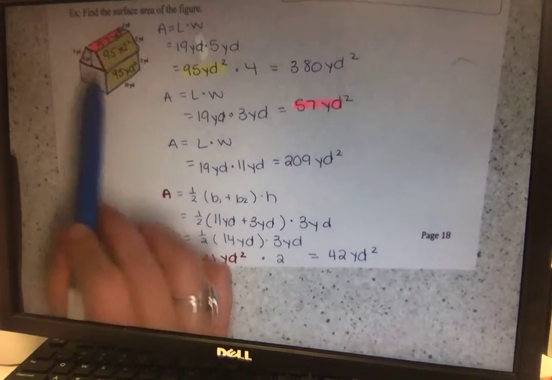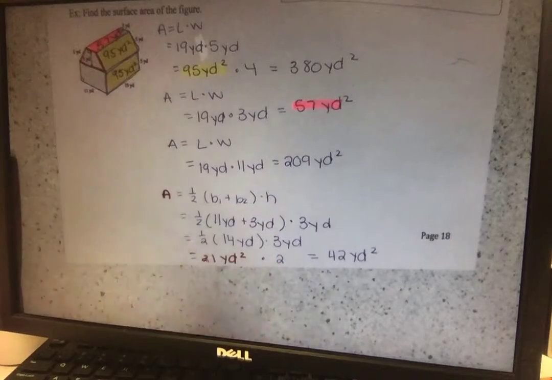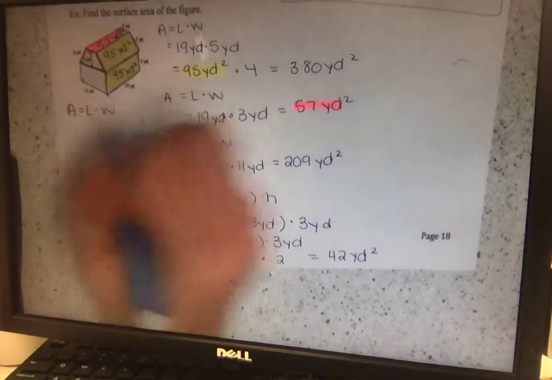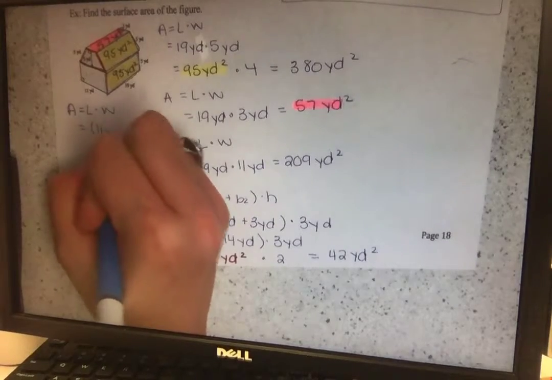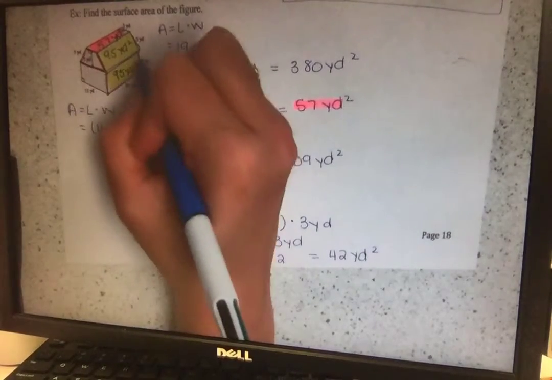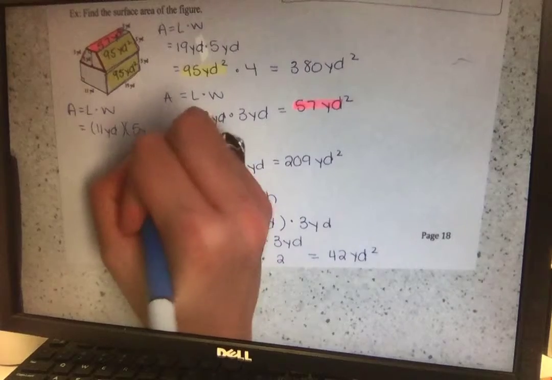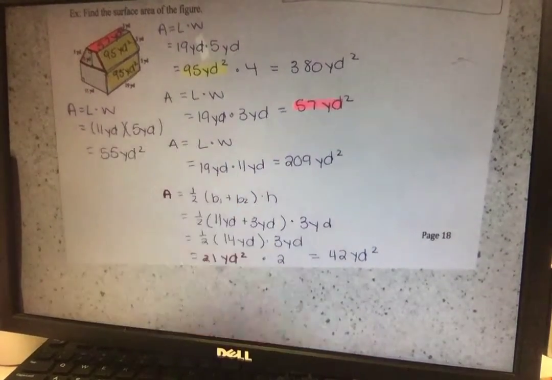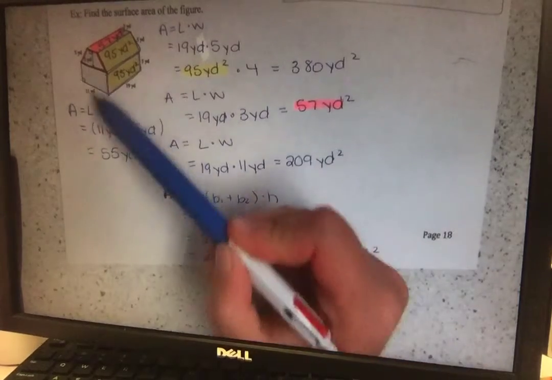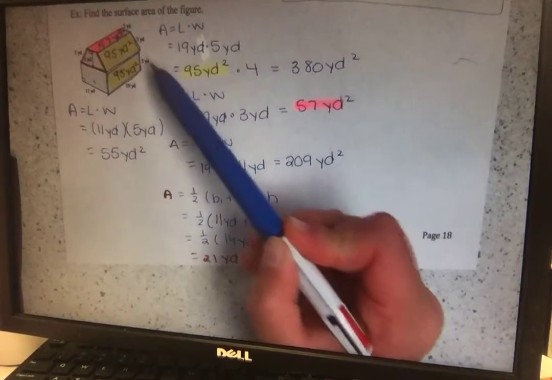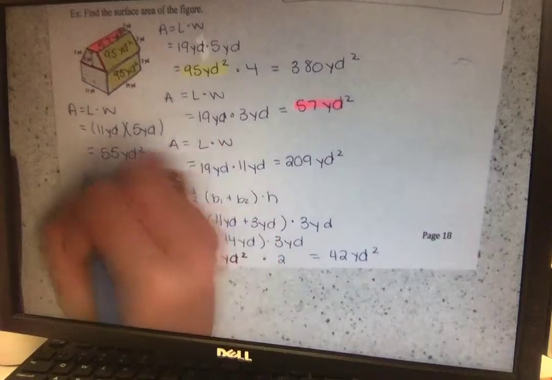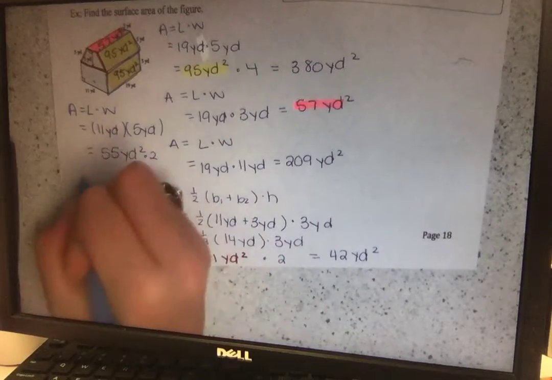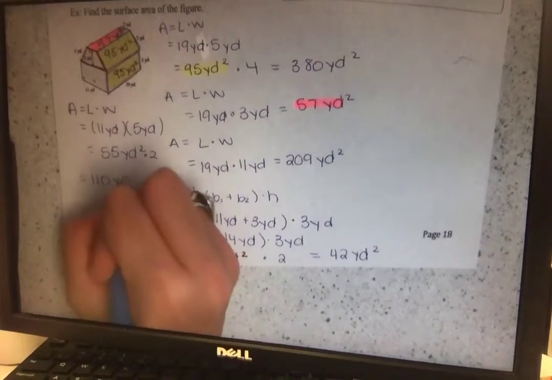So the last thing we have to find is this area of this rectangle. So the area of that rectangle is length times width. Our length is 11 yards. Our width is the same as this width over here, which is 5 yards. So that will give us 55 yards squared. Just like we said about the trapezoid, there's going to be one here, and there's going to be one on this side. So times 2, which will give us 110 yards squared.